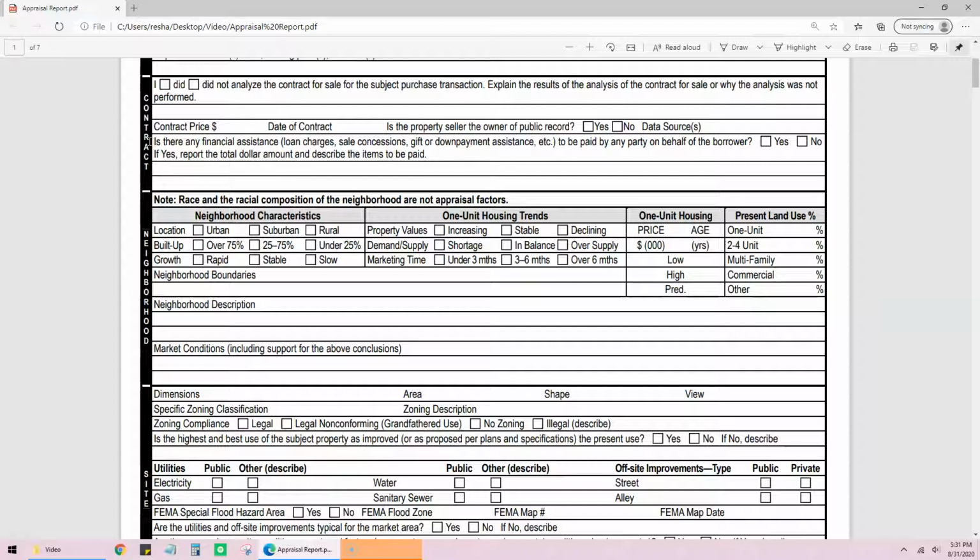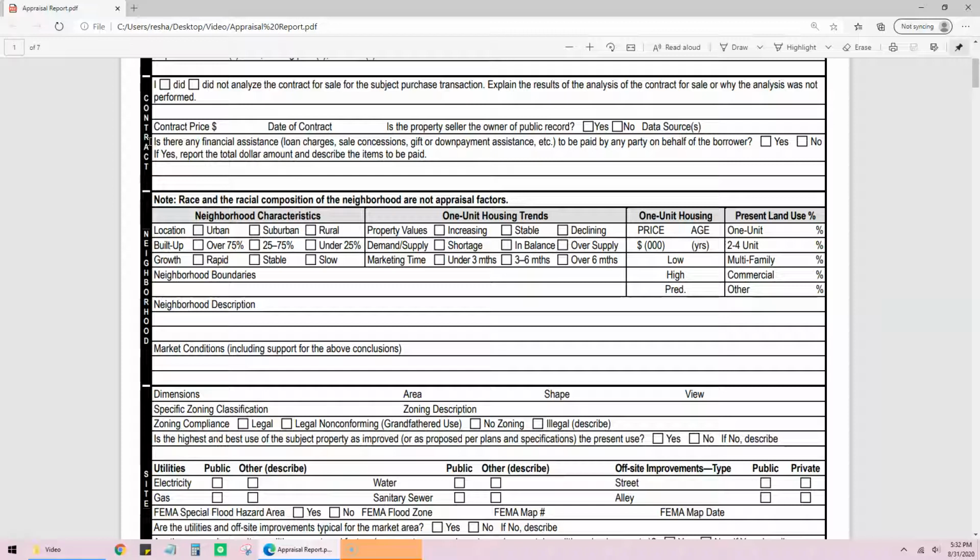And next is the neighborhood. But something to note, race and racial composition of the neighborhood are not appraisal factors. Neighborhood characteristics, is it an urban area, suburban or rural? What's the built-up? What's the growth of the community? Is it rapid growth? Is it stable? Is it slow? One unit housing trends, what's happening? Is it increasing? Is it stable? Is it declining? The demand and supply, is it a shortage? Is it in balance? Or is there an oversupply of homes?